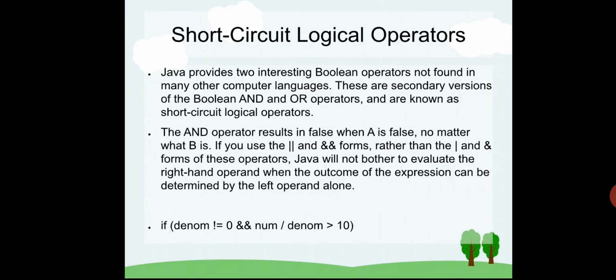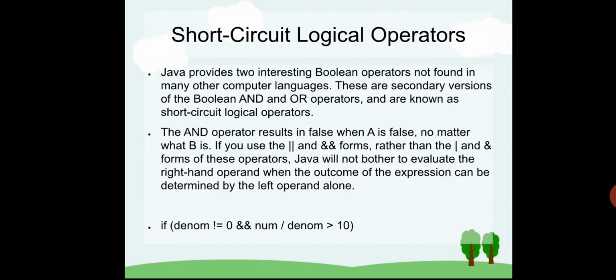See, they have given: if you use the double AND and double OR forms rather than the single AND and single OR forms of these operators, Java will not bother to evaluate the right hand operand when the outcome of the expression can be determined by the left operand alone. That means it will only check the left hand side's operand. It will never bother about the right hand. It will check only one side. I will show you the example also.